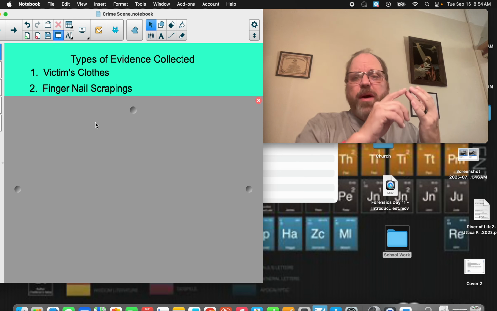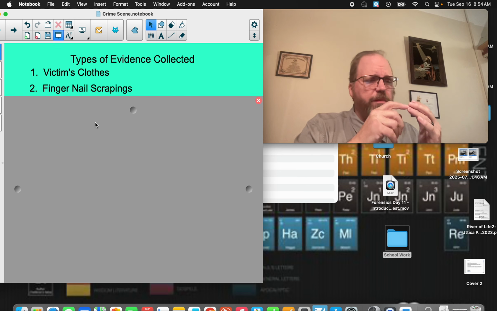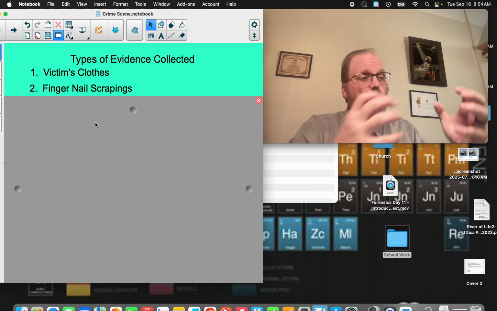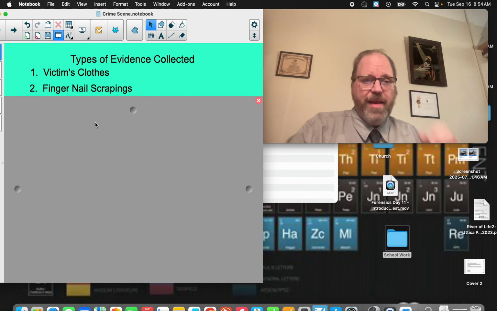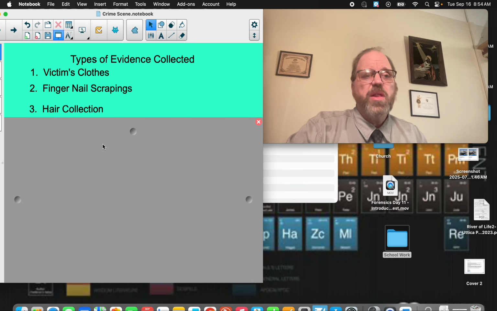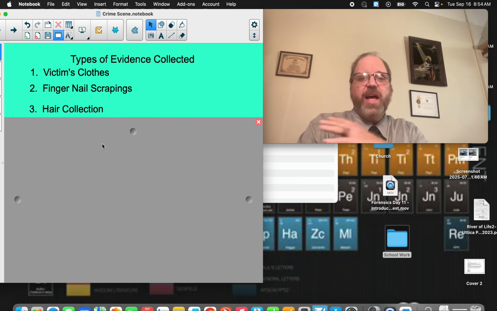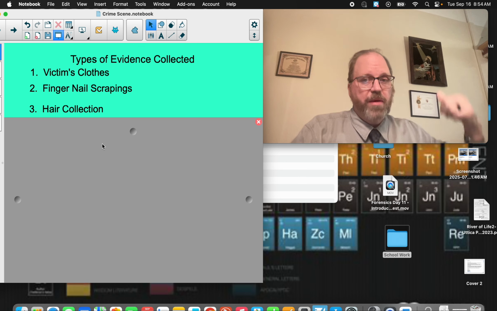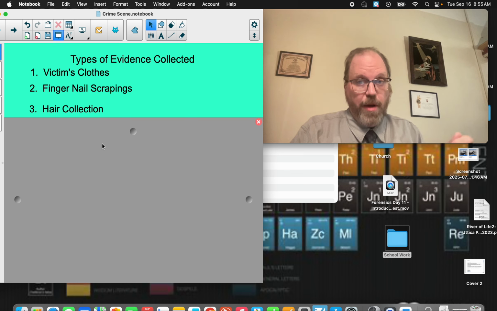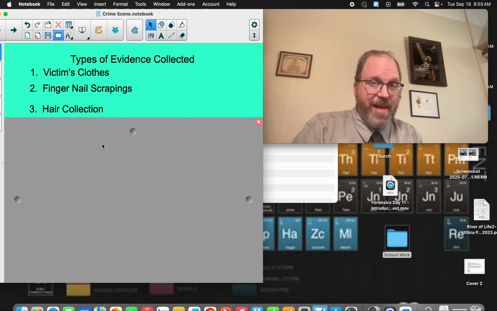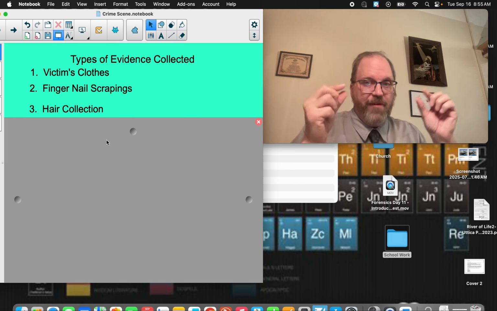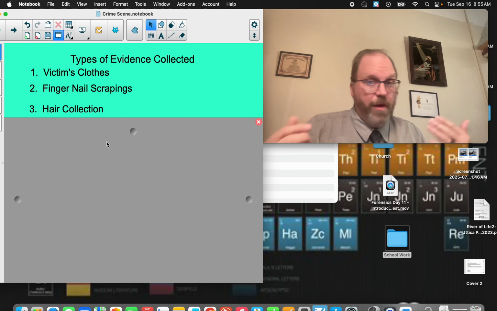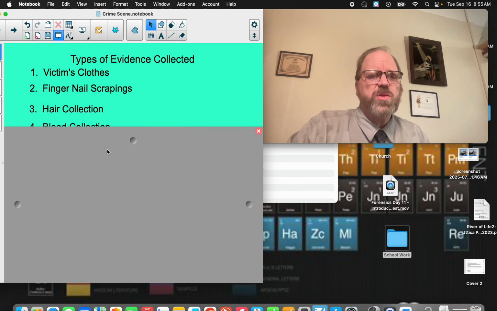We're going to scrape underneath the fingernails of the victim. The reason for that, a lot of times people fight back. We might get DNA underneath there, might get fibers, things along those lines. Third thing to collect, hair collection. If there's any hair at all on the person, we're going to record that. It could be the assailant's hair, and you may or may not be able to get DNA. We'll talk about that in a later video, but we're going to collect it so we can identify. It could be a dog hair as opposed to human hair, things along those lines.